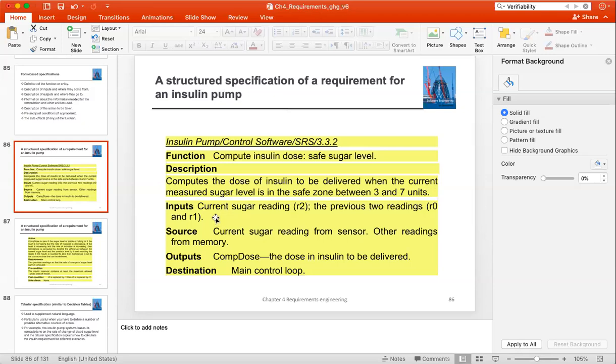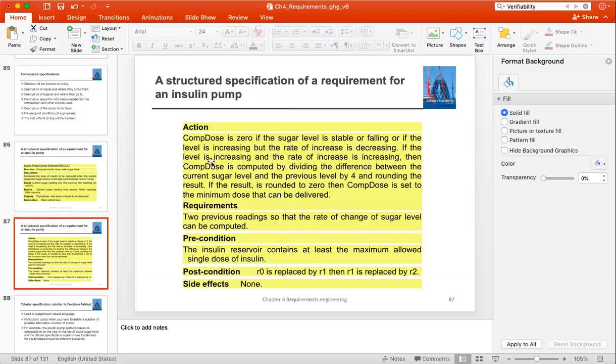Yeah, so they're like some readings of the patient's blood sugar or glucose level and the previous two readings, and on the basis of that, the system would calculate a dose. Yeah, and this is the source of this actual data, and the output is that the system would be computing an insulin dose to be delivered to the patient.